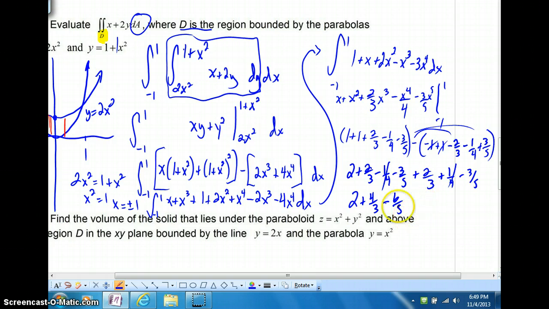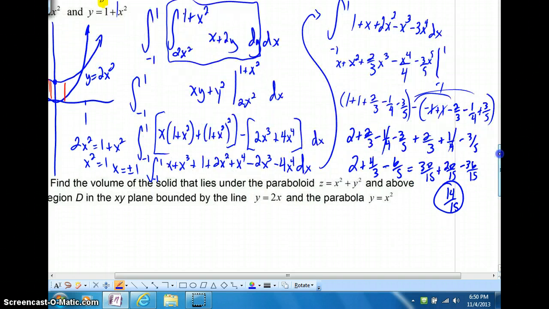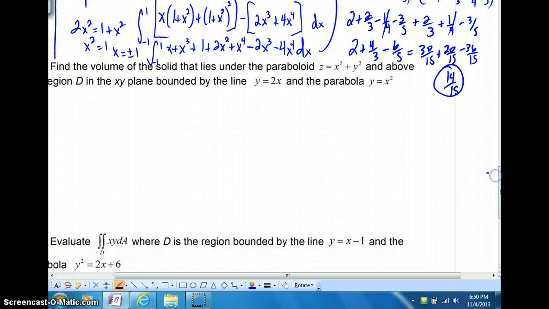Well, it's getting better. Let's turn this all into 15ths. That would be 30 over 15 plus, let's see, multiply by 5. This is 20 over 15. And this would be minus 36 over 15. Well, 30 minus 36 is negative 6. Negative 6 plus 20 is 14. Final answer, 14/15. Okay, so that's how we do a problem as such. Let's real quickly take a look at this next problem.